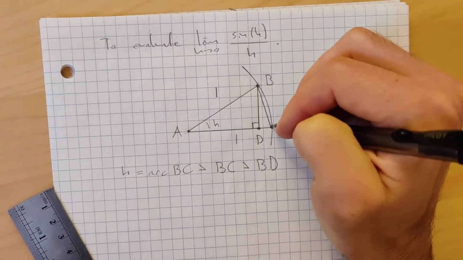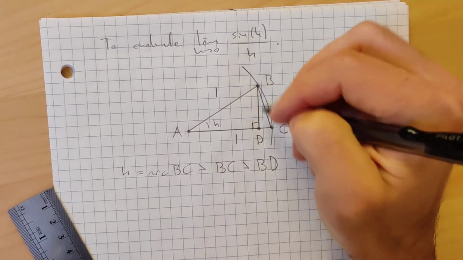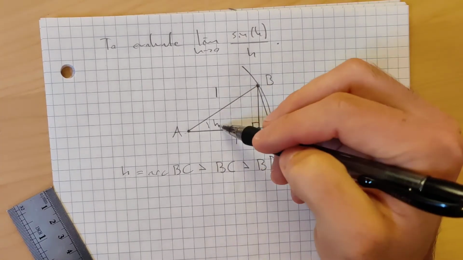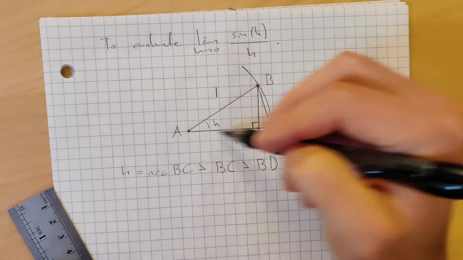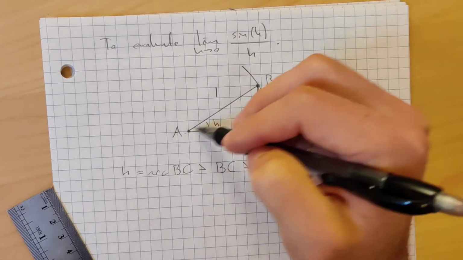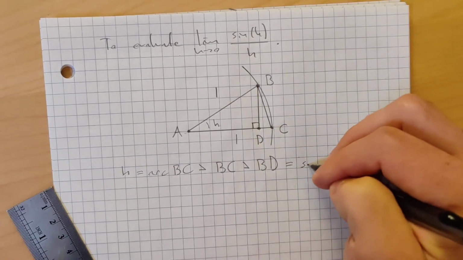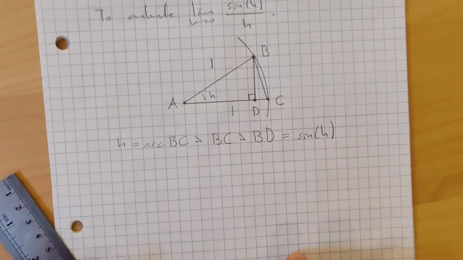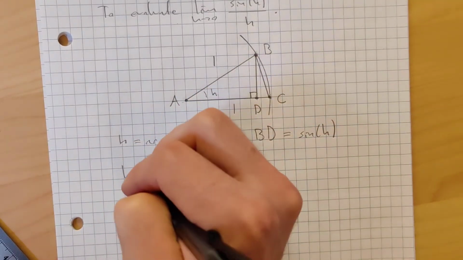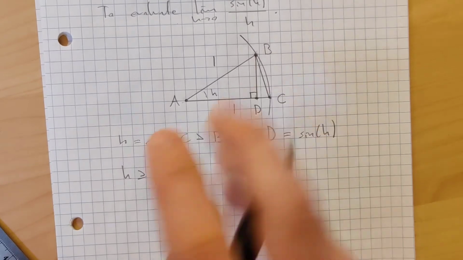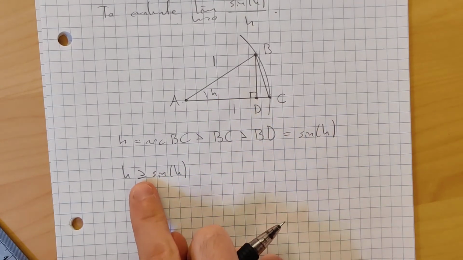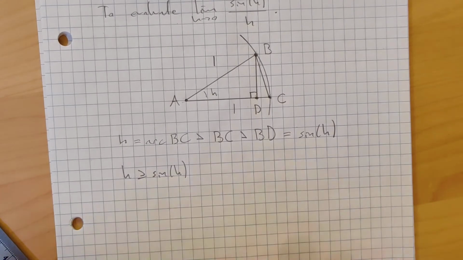So the arc from B to C is longer than the line segment from B to C, and the line segment from B to C is longer than the line segment from B to D. But what is the line segment from B to D in terms of the angle h? Well, if you take the sine of h, you get this line segment divided by the length of the hypotenuse, which is 1. So sine of h is BD over 1, so sine of h is just BD. Following this all the way through, h is bigger than or equal to sine of h. Really, it's bigger than as long as h is not 0, but that implies it's also bigger than or equal to.